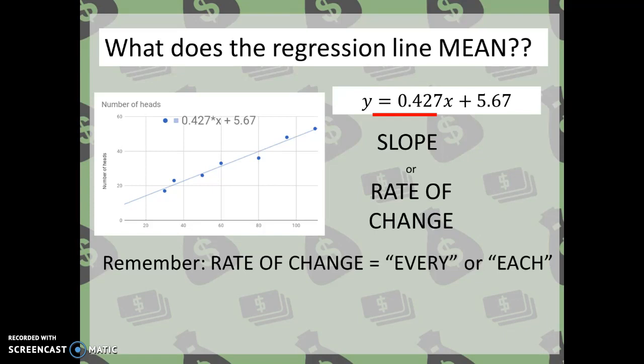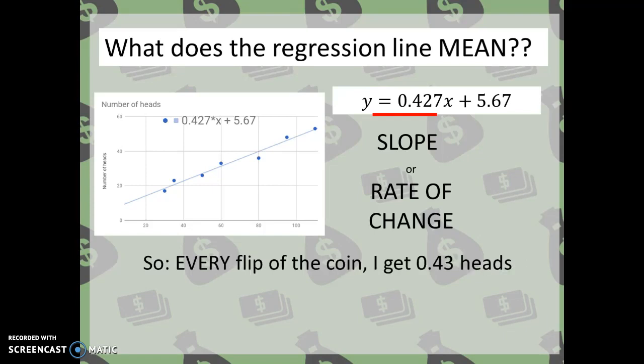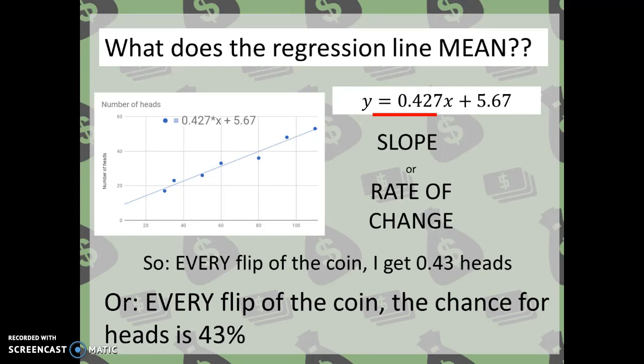Now, it's not perfect because those dots don't change the same every time, but we can say that on the average, every flip of the coin, I get 0.43 heads. Wait a minute, that doesn't make any sense, but if you interpret it a little differently, I think it makes somewhat of sense. Every flip of the coin, the chance for heads is 43%. And you might be like, oh, wait, that's ridiculous. The chance is 50%. Remember, I'm estimating, and I'm estimating based on real-world data, which is not perfect.